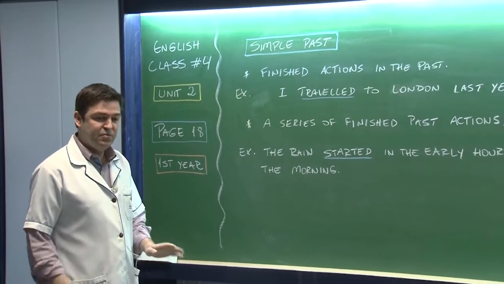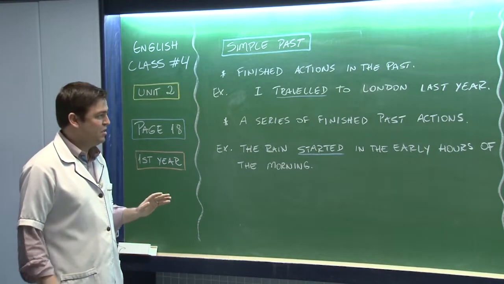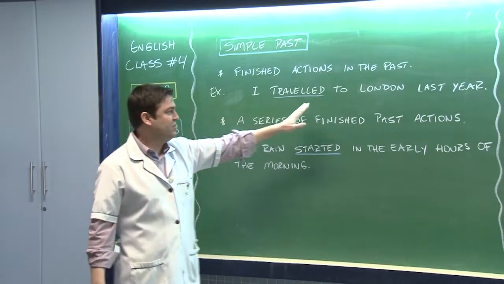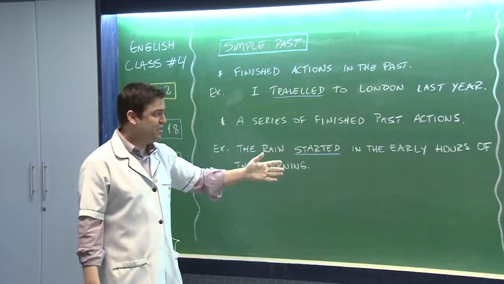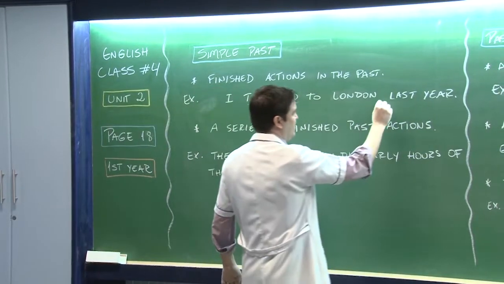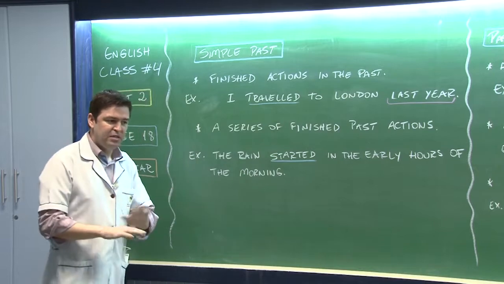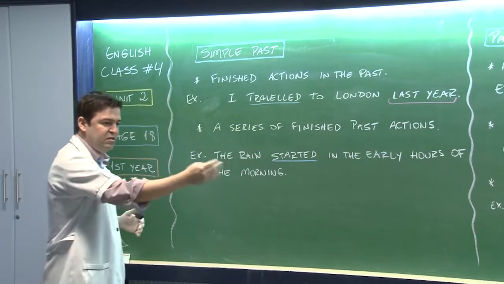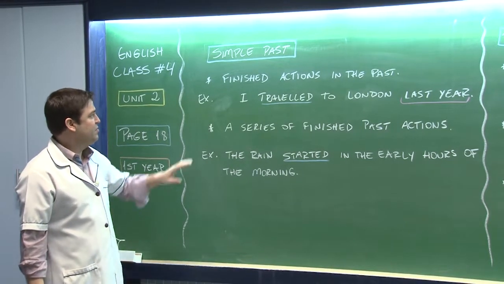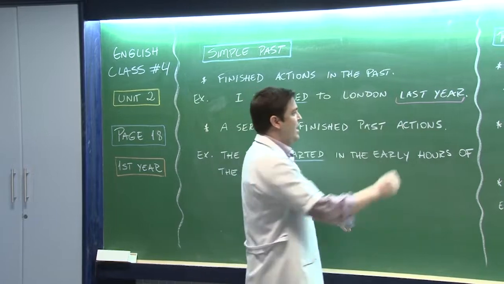So simple past, remember, is a finished action in the past. There is no continuation, right? For example, I traveled to London last year. That is the time that is set in the past, that is finished. There is no continuation to the present. So that's why simple past is really important to refer to when it happened.